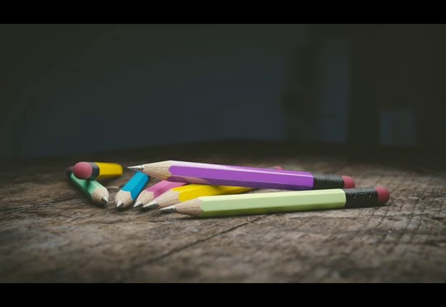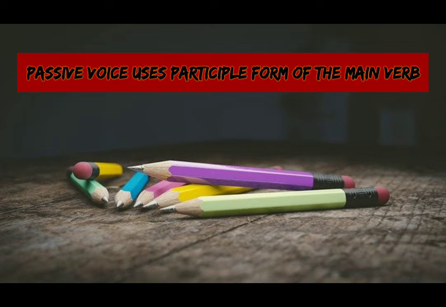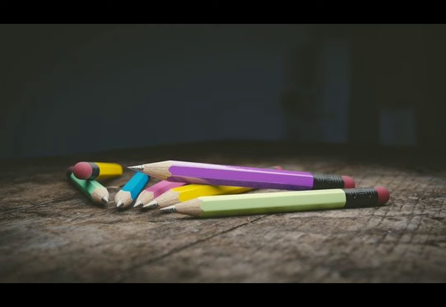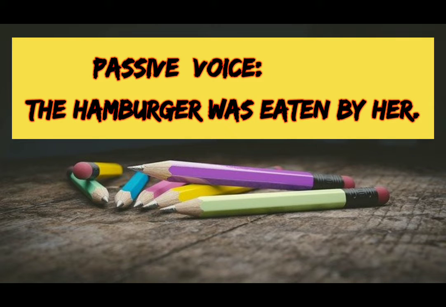Another way to differentiate active and passive sentences is to recognize that the main verbs in passive sentences are in the participle form of the verb. For example, in the sentence, she eats the hamburger, the verb eat is expressed in the present tense, as opposed to the passive sentence, the hamburger was eaten by her. The main verb eaten is in its participle form.